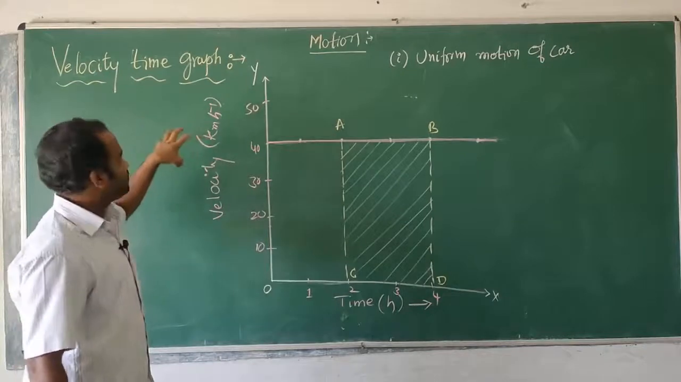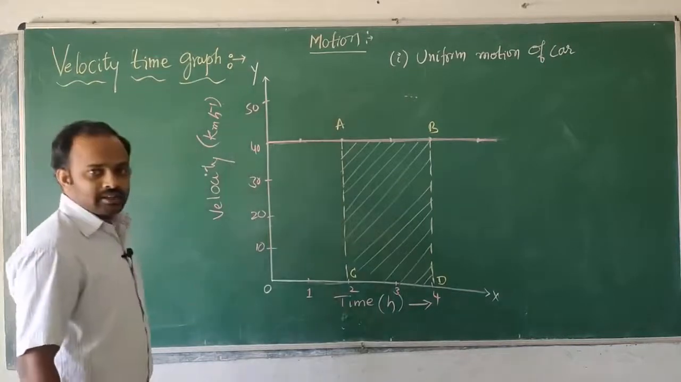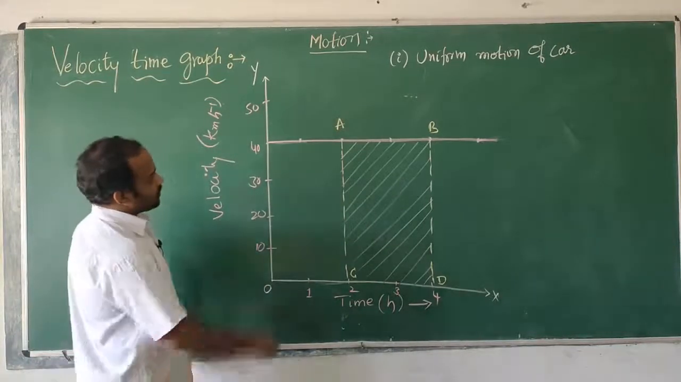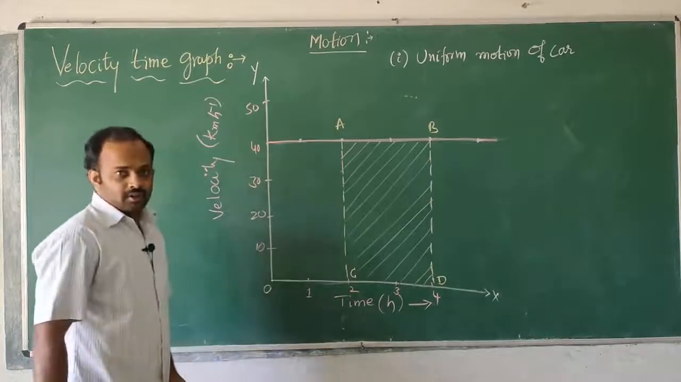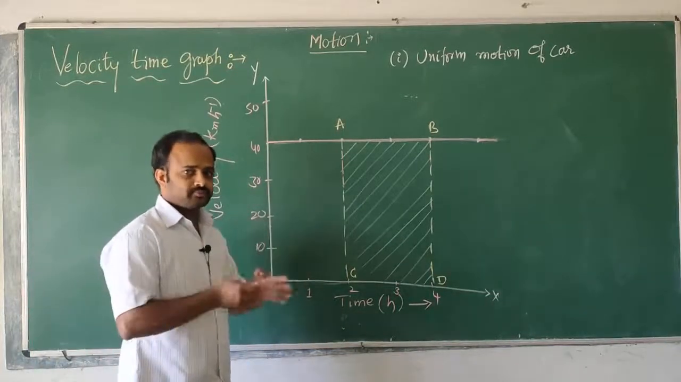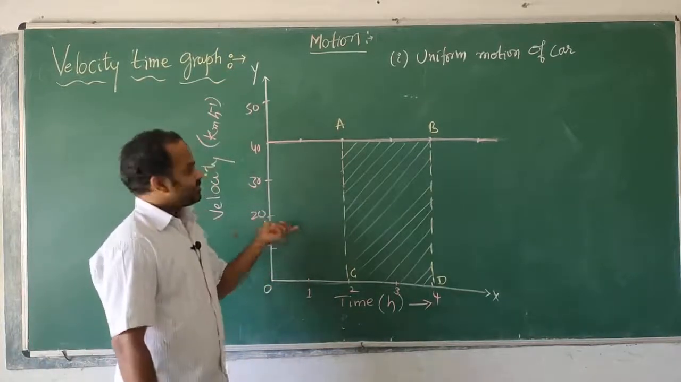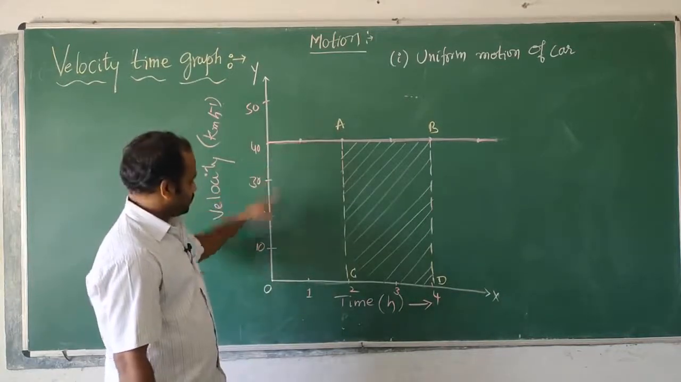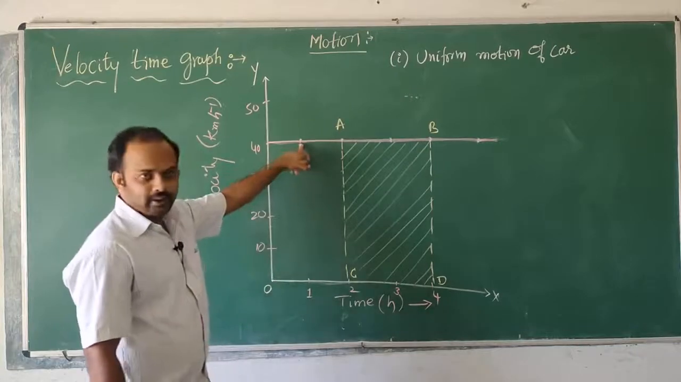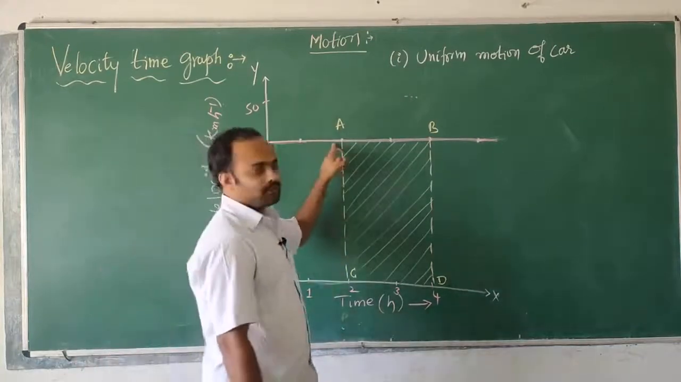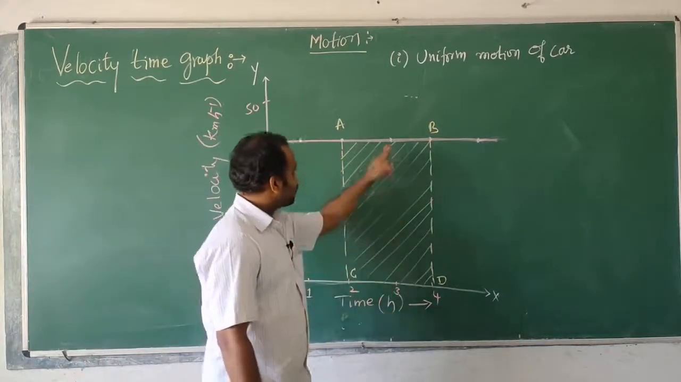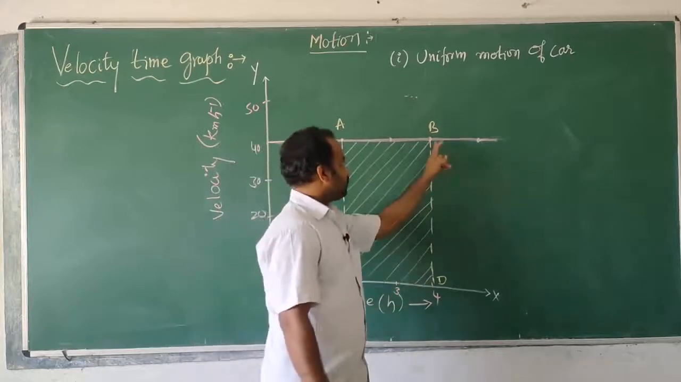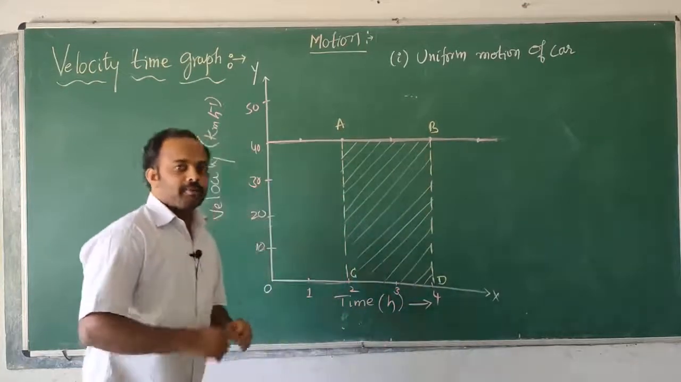This type of representation is called a velocity-time graph. Here we take it for uniform motion. For uniform motion, the velocity is the same at every time. Look here: for 1 hour it is 40 km per hour, for 2 hours 40 km per hour, for 3 hours 40 km per hour, for 4 hours 40 km per hour.